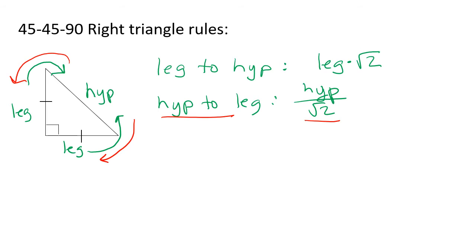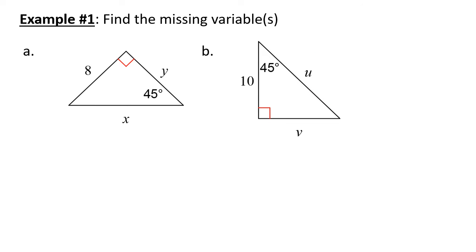All right, so let's put this into some problems. Find the missing variable. The first thing you need to do is realize, hey, I have a 45, 45, 90 triangle, and that's true for both of these examples. This is going to become important because our next section is 30, 60, 90 triangles, and they have different rules. So we just need to make sure we know what we're working with.